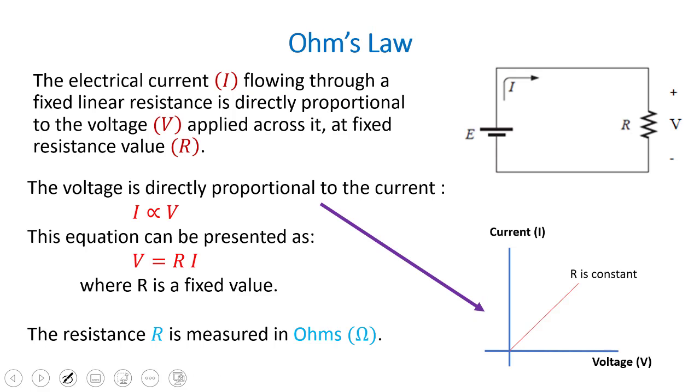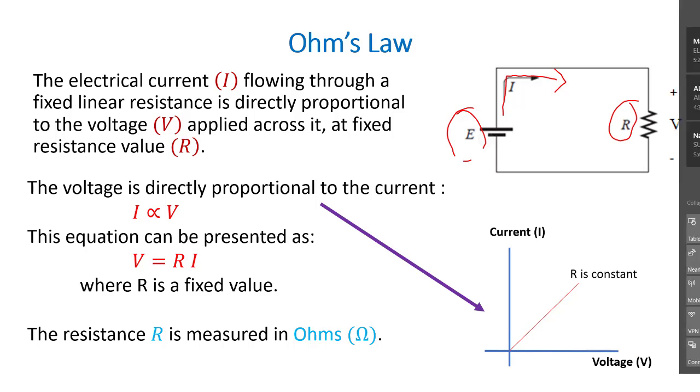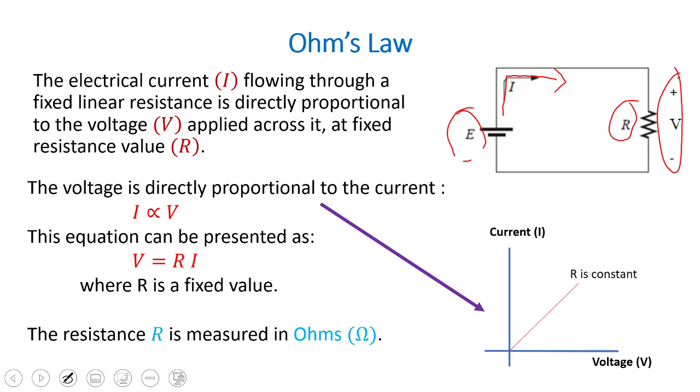Now, what is Ohm's law? Consider this circuit where we have a battery, a resistance, and once we connect, we are going to establish a current over here. Now this current will flow through the resistance, and when the current flows through the resistance, there will be a potential difference between the sides of this resistor. So what does Ohm's law state?